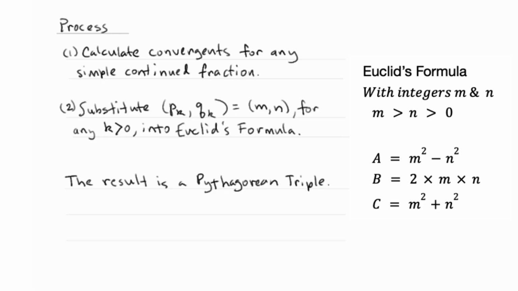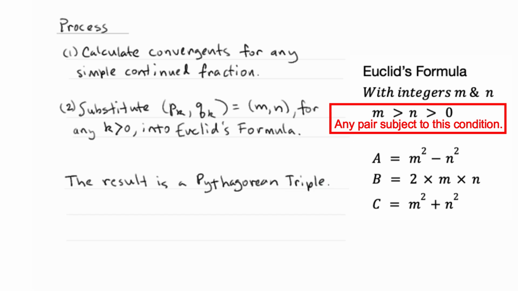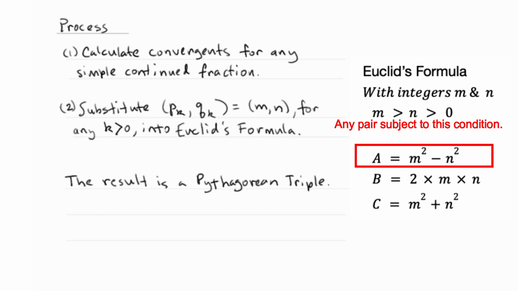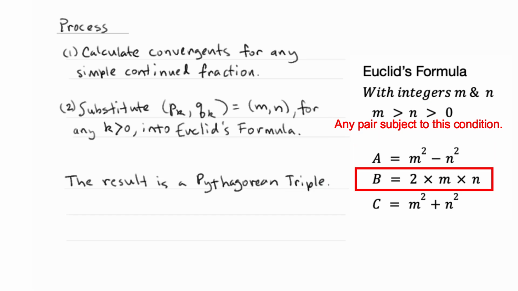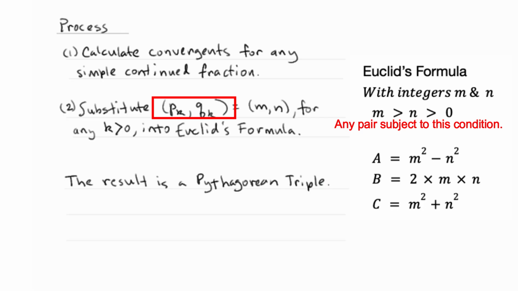Here is Euclid's formula, which we discussed in this other video. If we have any pair of integers, which we denote m and n, then we can generate a Pythagorean triple from a equals m squared minus n squared, b equals 2 times m times n, and c equals m squared plus n squared. We're going to use p and q for the values of m and n. So, if p is greater than q, we use p as m and q as n. But if p is less than q, it's the other way around. We use q as m and p as n. In any case, the result will be a Pythagorean triple.